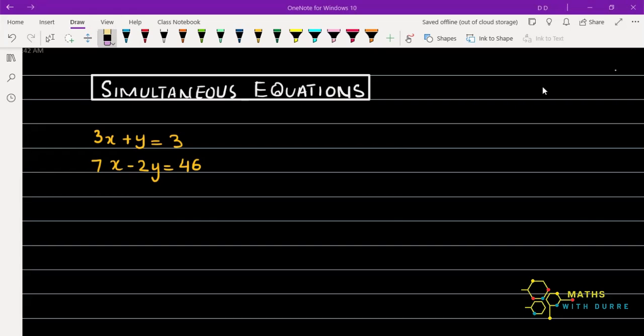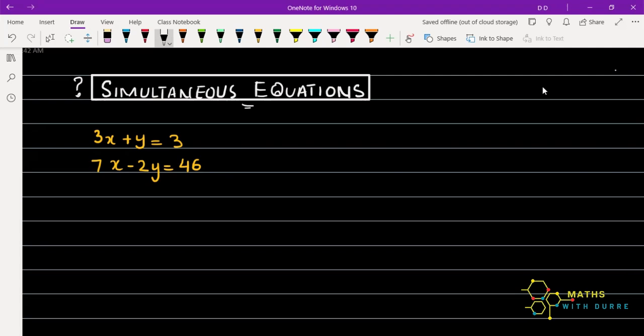Today we will solve simultaneous equations with the help of the substitution method. What is meant by the substitution method? Before understanding the concept or method, we need to know what simultaneous equations basically are.